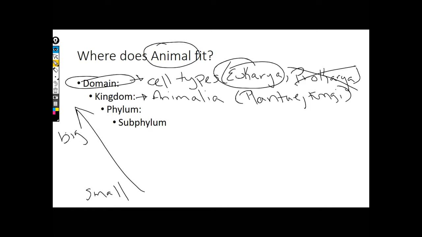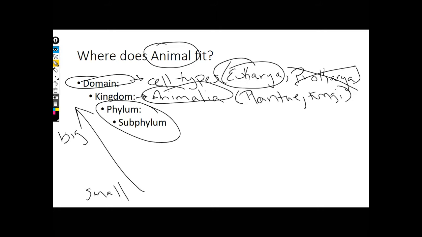All right, so here we are. Everything we're going to talk about so far: membrane-bound organelles, animals. So that leaves us sort of with this kind of business. And this is what we're going to spend the rest of the day talking about.